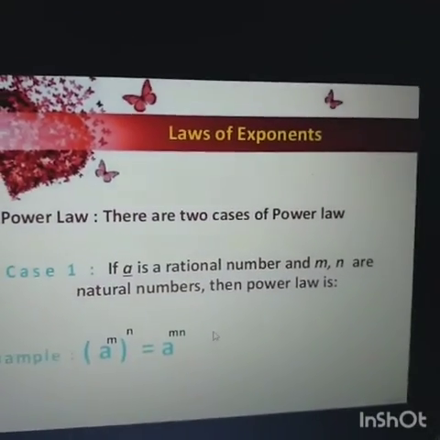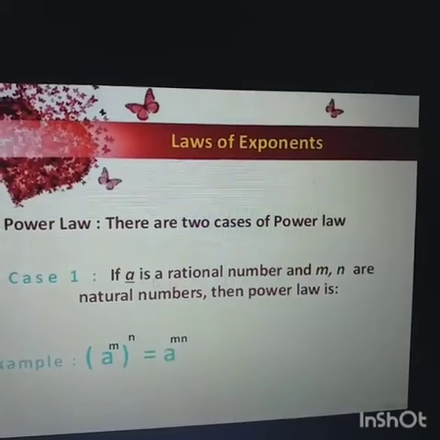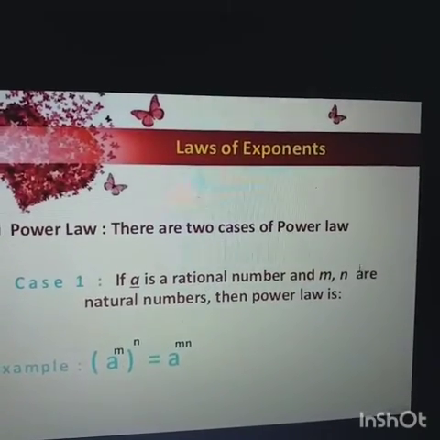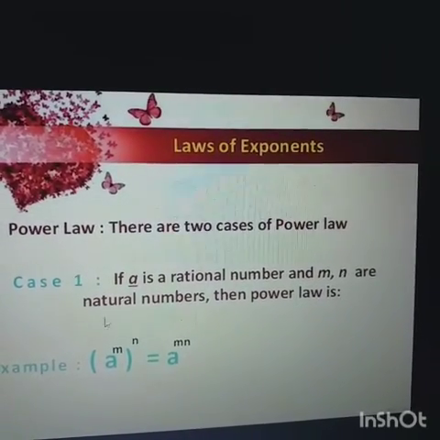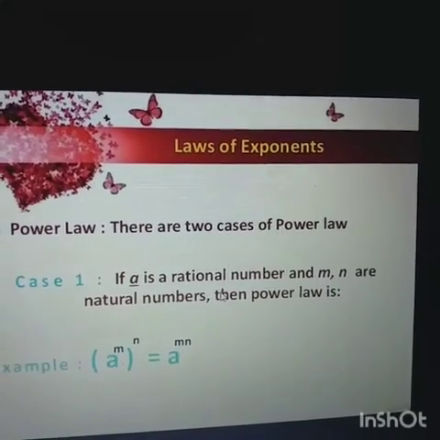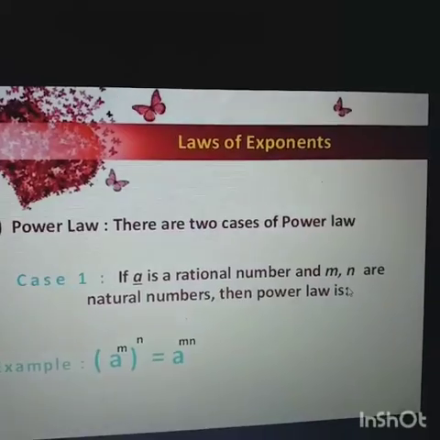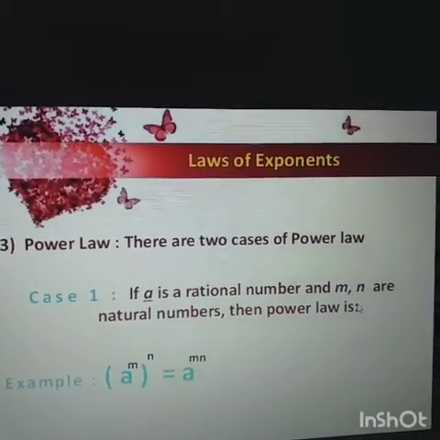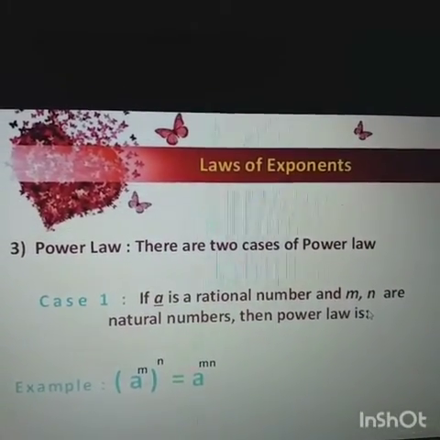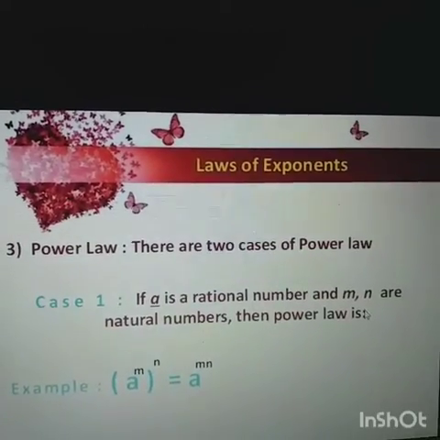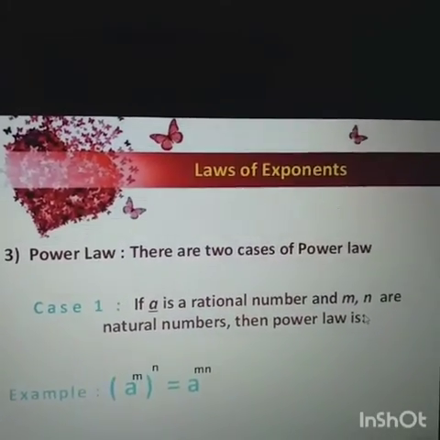Fifth, if a is a rational number and m and n are natural numbers, then the power law is, in parentheses, a to the power of m, to the power of n, is equal to a to the power of m times n.